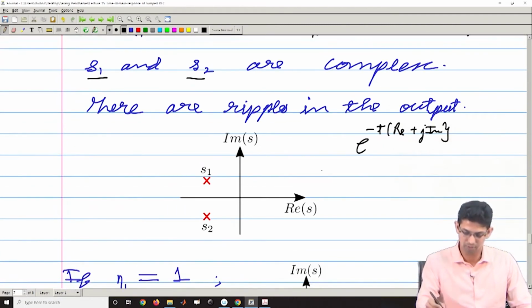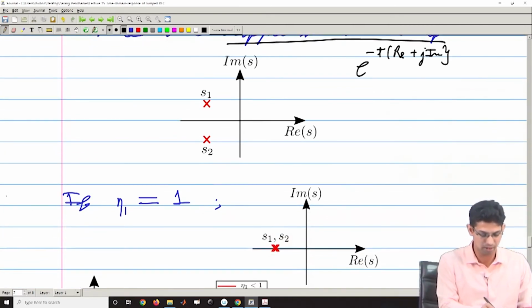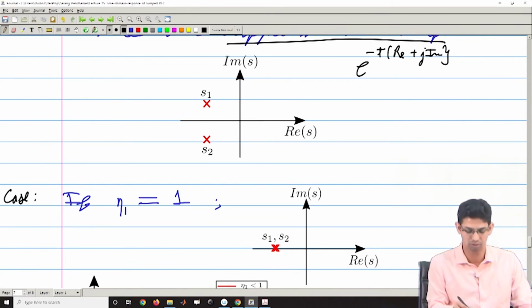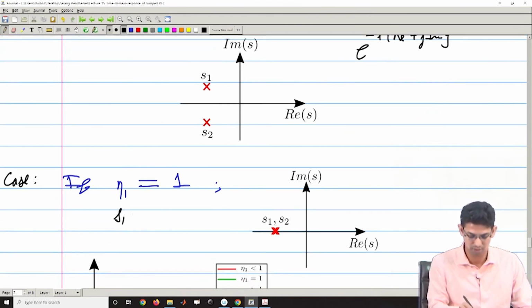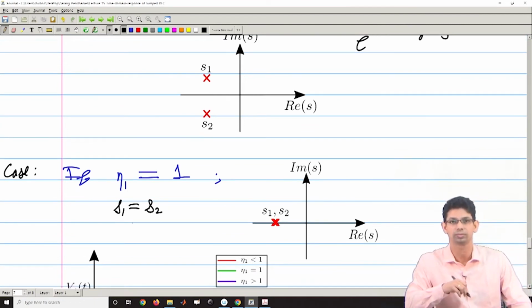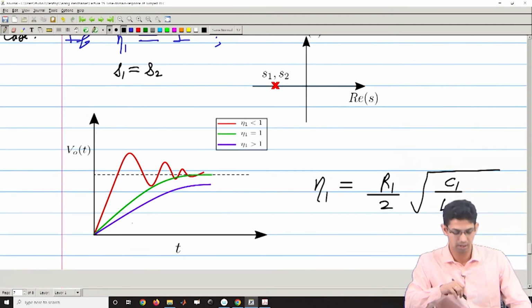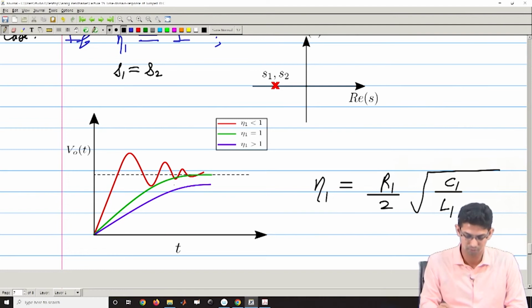So, there will be ripples, and then there is case 3, which is between case 1 and case 2. In that case eta is equal to 1. In that case both the roots will be equal. So, your S1 will be equal to S2. Now, if we plot V out for these 3 cases, you will get curves like this.